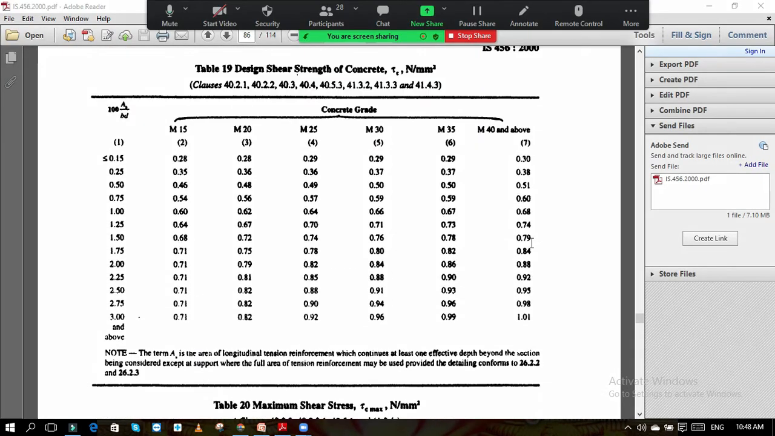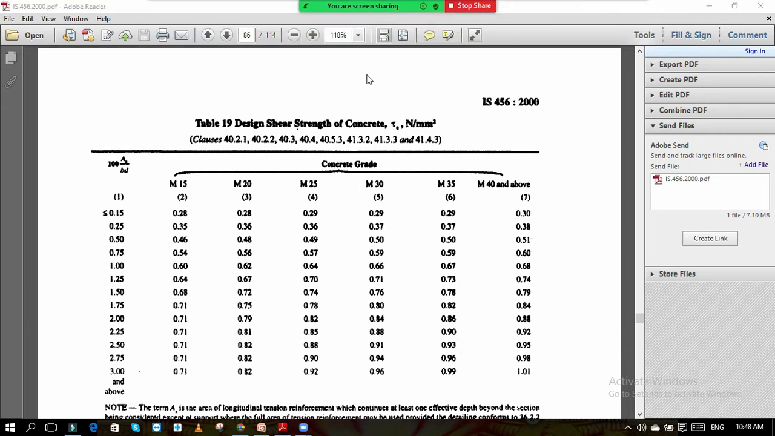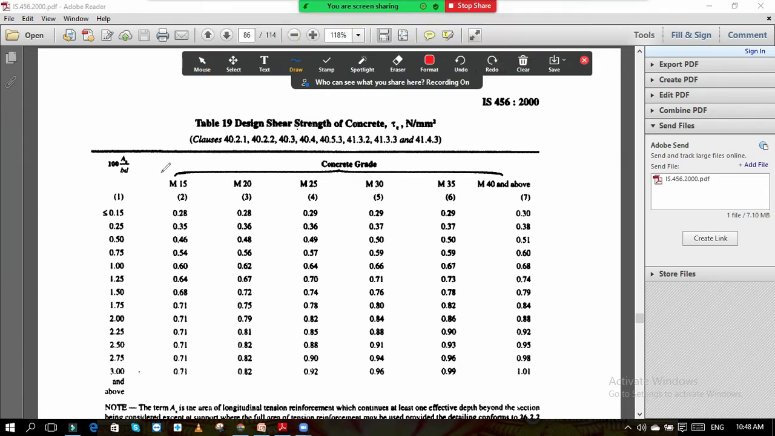So now here you can see table number 19. As usual, we have used this table many times. You know how to use this table now. Okay, so our grade is M15 grade. For which value do we want it? It is for 1.7. Okay, so here you can see this. You need to do the interpolation between these two values.